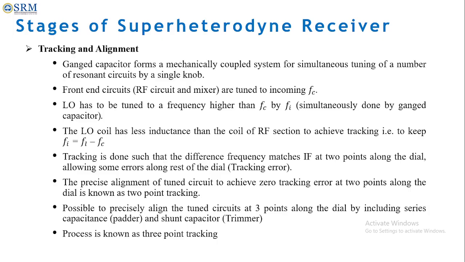The tracking should be done at two different points of the intermediate frequency, along the dial. So some errors will be possible. That is, we can call it tracking error. So we have to do a precise alignment of the tuned circuit to achieve zero tracking error at the 2 points. That is, we can call it 2 point tracking.